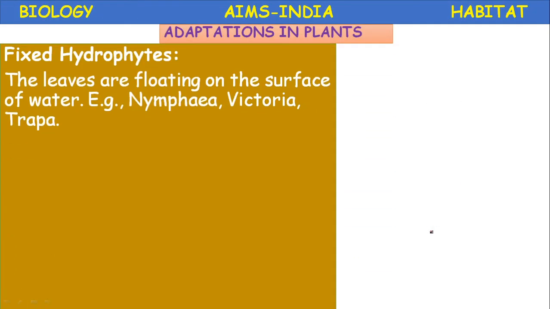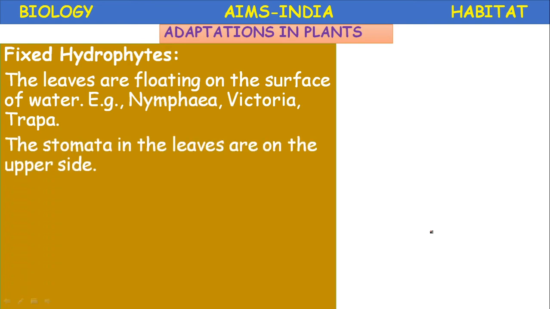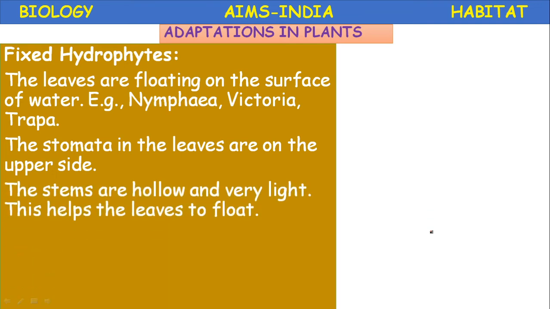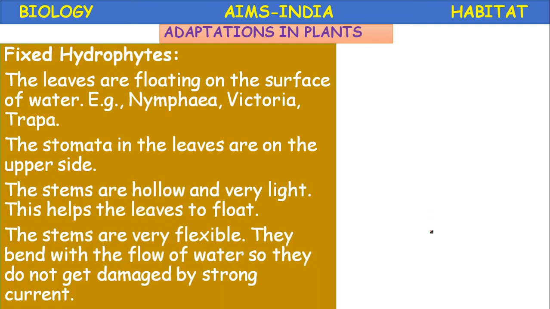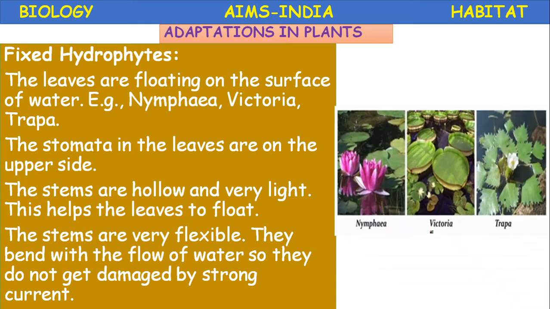Some more adaptations. The leaves are floating on the surface of water. Nymphaea, Victoria, Trapa are the examples. Stomata in the leaves are on the upper side. The stems are hollow and very light, which helps the leaves to float. The stems are very flexible. They bend with the flow of water so that they do not get damaged by strong water currents. Okay. So here the stems are very flexible. Even with pressure when the water flows, they bend and come back to normal, but cannot break.